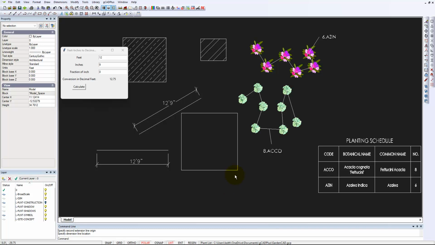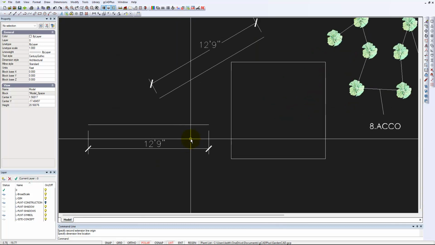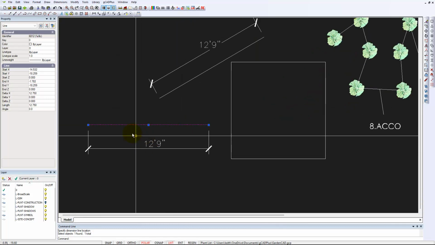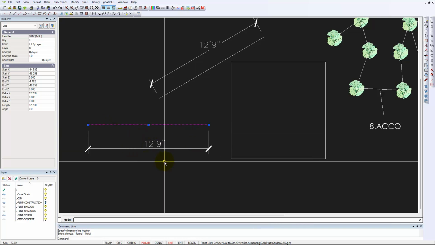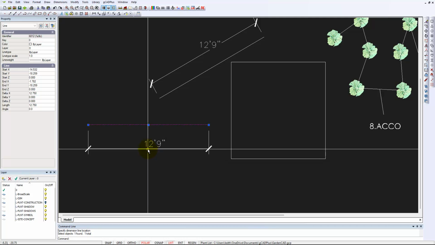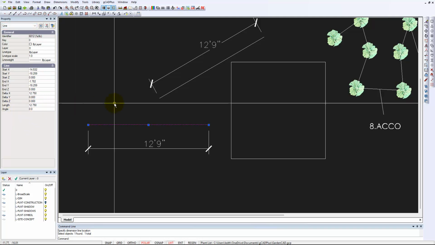A user in the US would like a small refreshment about units in the Imperial environment in the USA. If we take a simple example, here's a line that's been drawn horizontally, and we want it to have a length. We've measured a length of 12 feet 9 inches. If you look in the properties box, notice that the length is 12.75.